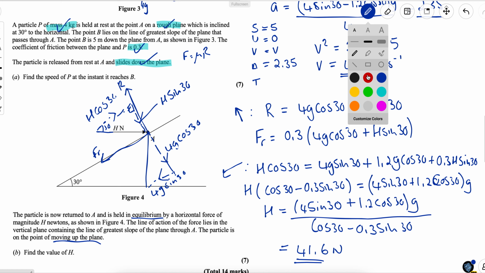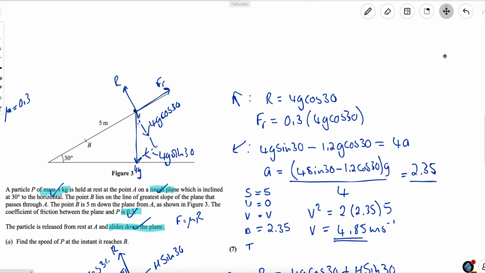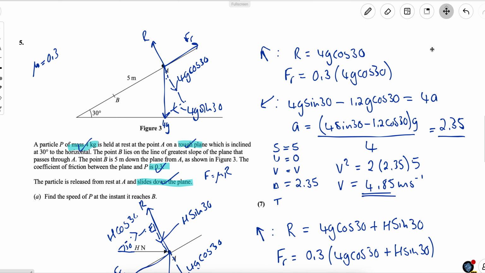Marks wise, there's an understanding mark for resolving perpendicular to the slope. So if you've clearly tried to resolve, if you're using F equals 0.3 times R, you don't even need to substitute to get that understanding mark there. And then a method mark for resolving parallel to the slope. You can have sine and cos confused, and you can have positives and negatives confused there, but as long as all the terms are included, and an accuracy mark for all terms correct. Then a method mark for rearranging in terms of A, and an accuracy mark for 2.35 to two significant figures.